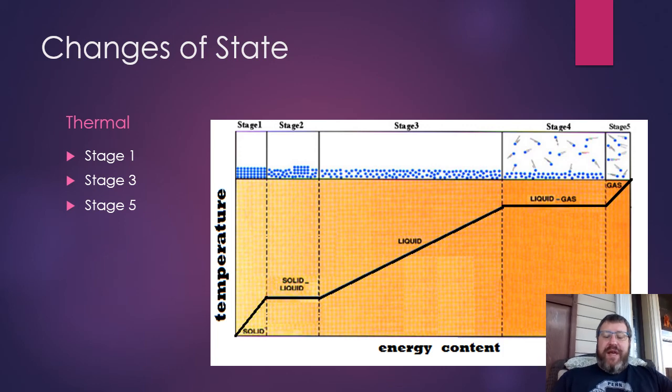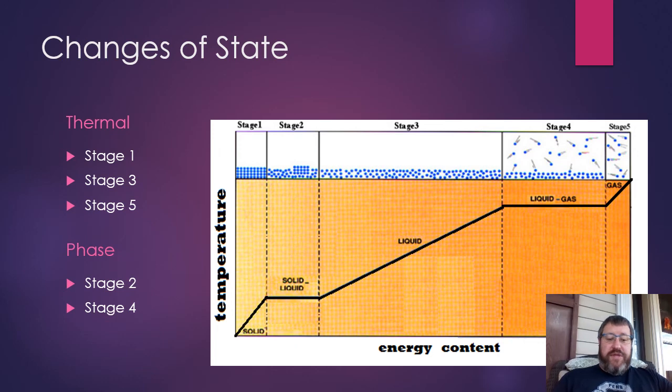This is because the energy that is being added to the system is not being used for motion, it is being used for position. And so in stage 2 and stage 4, we're changing the position of the particles. We're moving from this ordered state to a chaotic state, and then we're moving from a chaotic state to a completely free state.